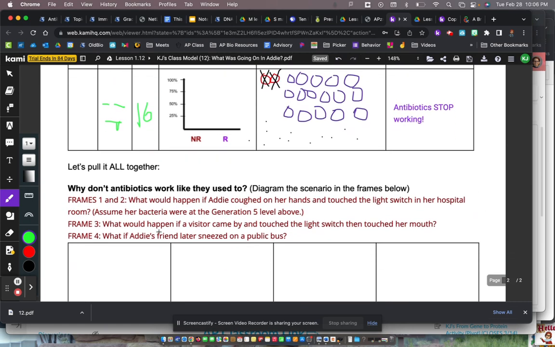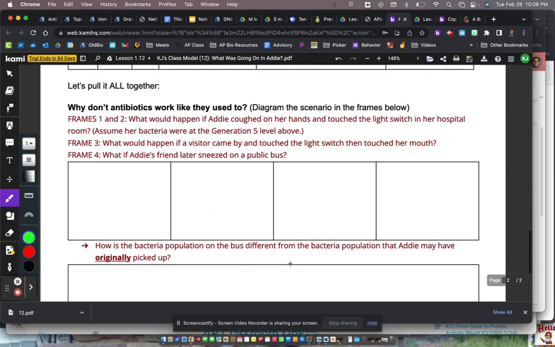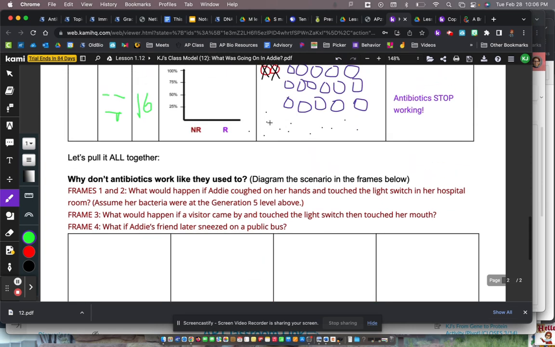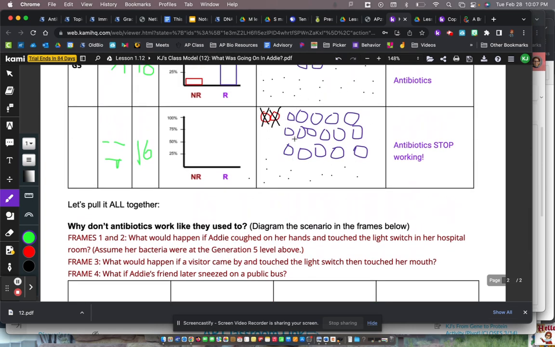It says, why don't antibiotics work like they used to? So we're going to try to draw what might happen. This is like a cartoon that we're going to draw, pulling all our ideas together. In frames 1 and 2, what would happen if Addie coughed on her hands and touched the light switch in her hospital? So assume her bacteria were at the generation 5 level above. So while she's sick, she coughs on her hand.